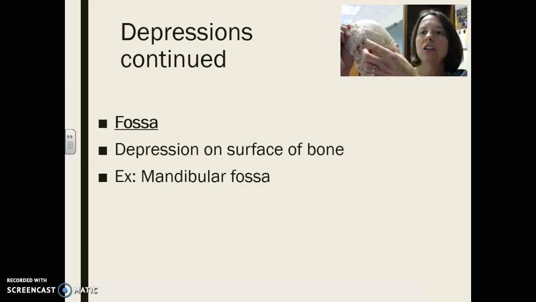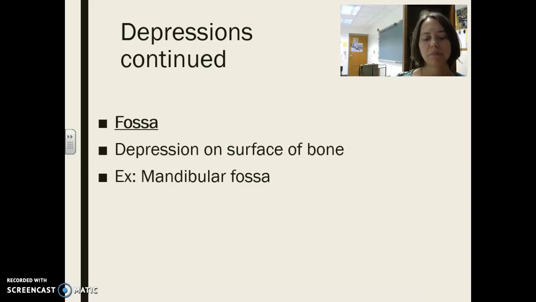There's a little indentation, and you'll be able to see that better when I pass it around in class, which articulates with the mandibular condyle. So the mandibular fossa is the depression that articulates with the mandibular condyle, which is the bump.